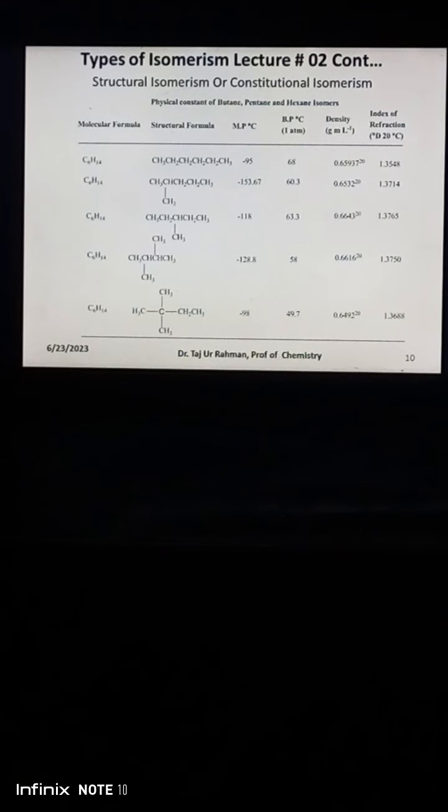Finally, it can be concluded that structural or constitutional isomers have the same molecular formula, same number and kinds of atoms, but they are different from each other in order of connectivity of atoms. Due to this difference in order of connectivity of atoms, they have different physical properties. So this was all about structural or constitutional isomerism.